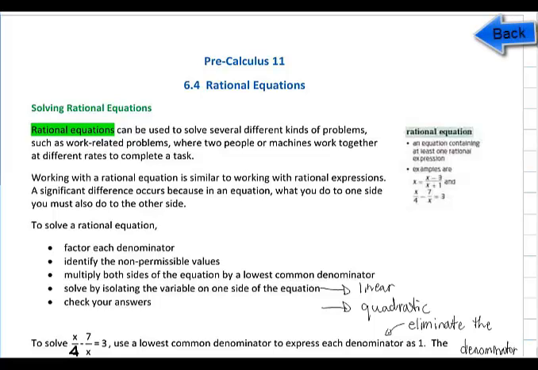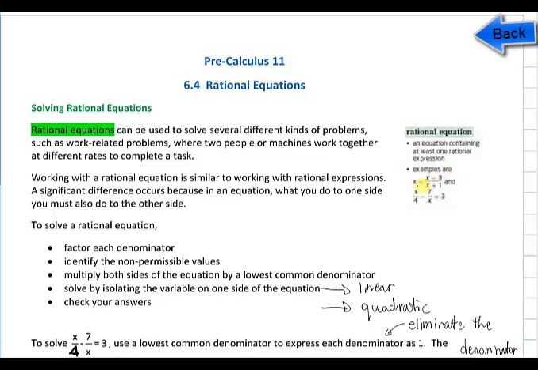Okay, so we're going to take a look at rational equations. That would be section 6.4. So solving rational equations. Rational equations can be used to solve several different kinds of problems, such as work-related problems, where two people or machines work together at different rates to complete a task, which we will be doing later in this lesson. Just to define rational equation, it is an equation containing at least one rational expression.